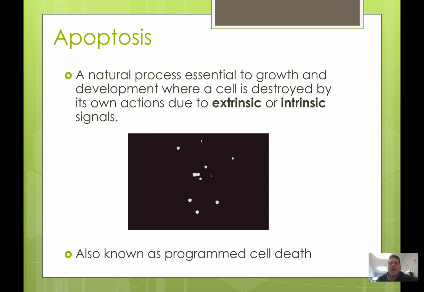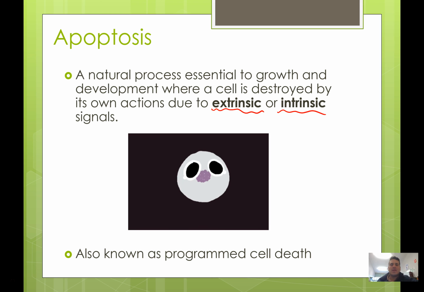Apoptosis is a natural process that's really essential for growth and development, where a cell is destroyed by its own actions, so the cell kills itself. This is due to either extrinsic, so outside signals, or intrinsic, so inside signals. Apoptosis is also called programmed cell death.